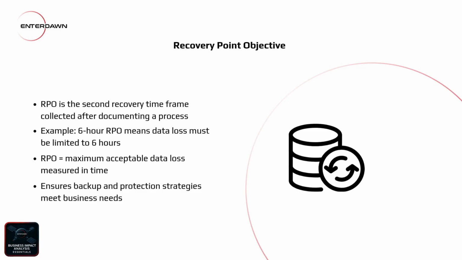For instance, if the RPO is 6 hours, backups must be frequent enough to ensure no more than 6 hours of data is lost during an outage. Defining RPO ensures that data protection measures, such as backups, are robust enough to meet organizational needs and minimize data loss during a disaster. In order to complete the recovery picture, we need to establish the maximum time a process can be down before serious harm occurs, which is the recovery time frame known as maximum tolerable downtime, or MTD.